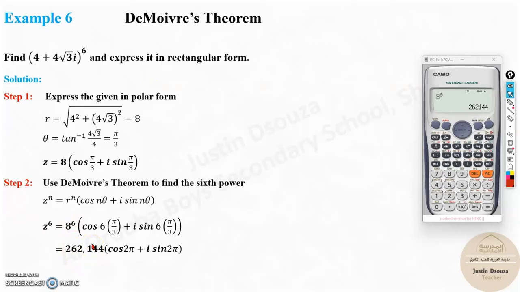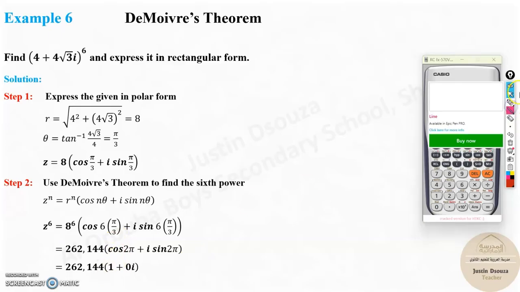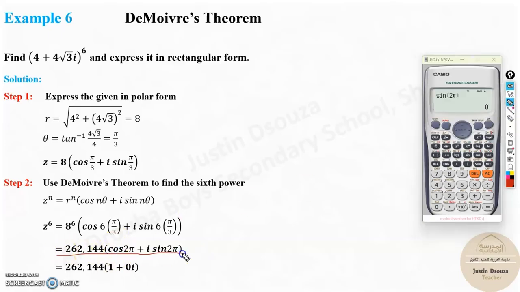What do we do to get to the rectangular form? Simplify this. Cos 2 pi, how much does it mean? It is 1, whereas sine 2 pi is supposed to be 0, I believe. Yes, it's 0. So cos 2 pi is 1 and sine 2 pi is 0, and this radius is as it is. Now we are converting this to rectangular form. Till this part, it's in polar form, right? Simplify this in calculators, you will start getting rectangular.